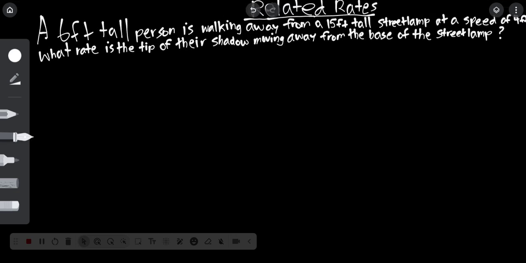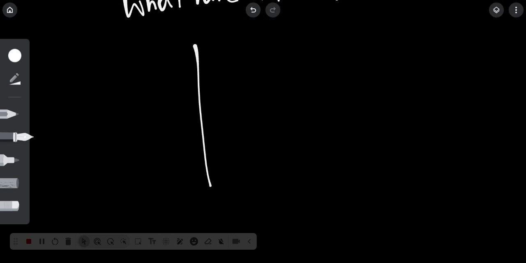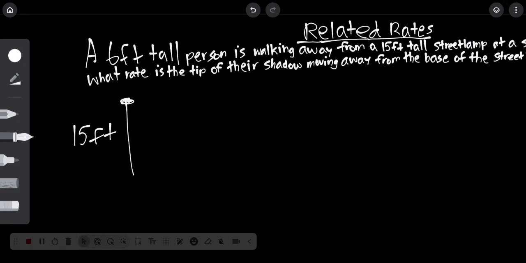Okay, let's try to visualize this, because that's always the first step when you encounter a related rates problem. Let's say this is a street lamp right here. This length right here is 15 feet. Now we know that there's a 6 feet tall person.